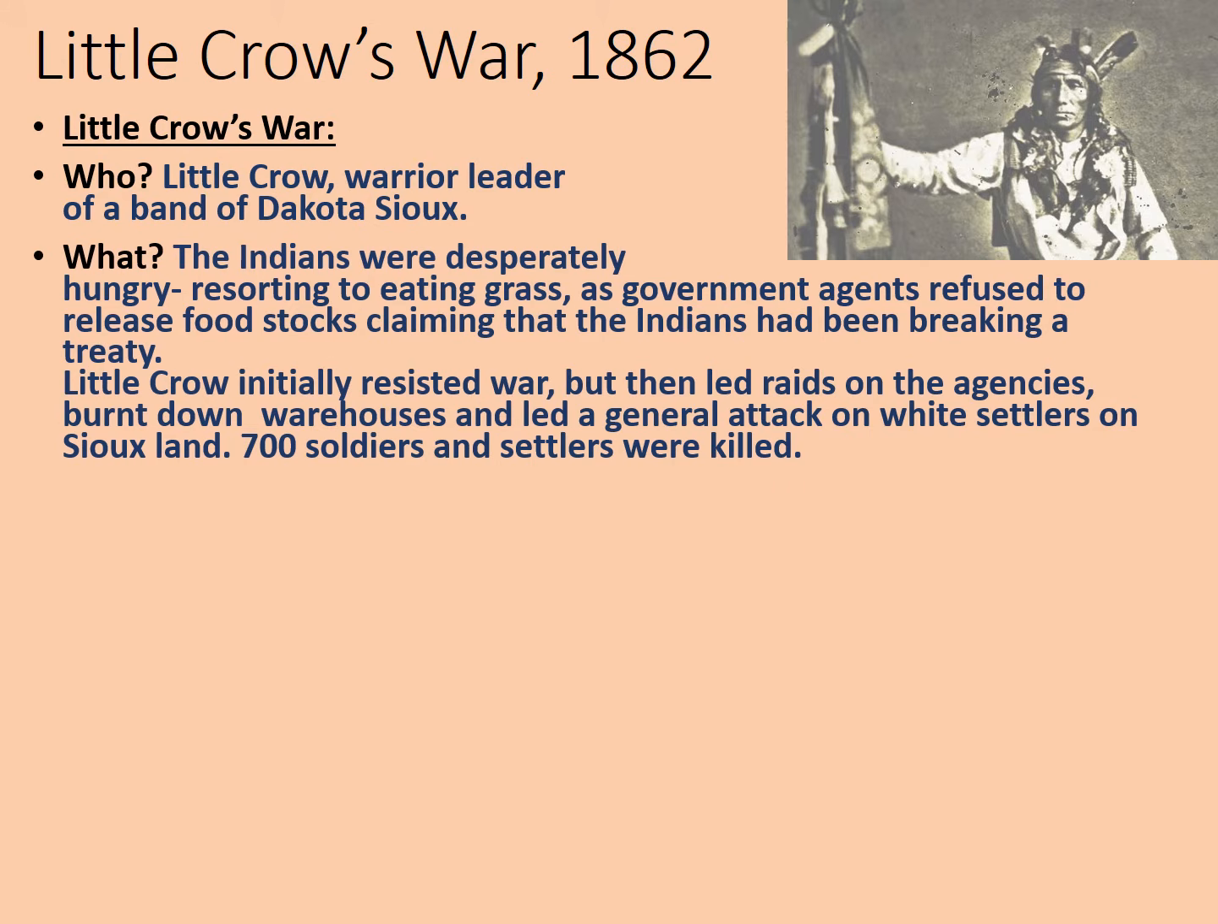What happened? Well, the Indians were desperately hungry. They had even resorted to eating grass as government agents refused to release any food stocks, claiming that the Indians had been breaking a treaty. Or rather, the claims that they had broken the treaty were the reasons why the government annuity that kept them supported hadn't been paid. Remember that an annuity was a common clause in government Indian treaties and was an annual payment that was paid to the Indians in return for the Indians following rules set down in the treaty.